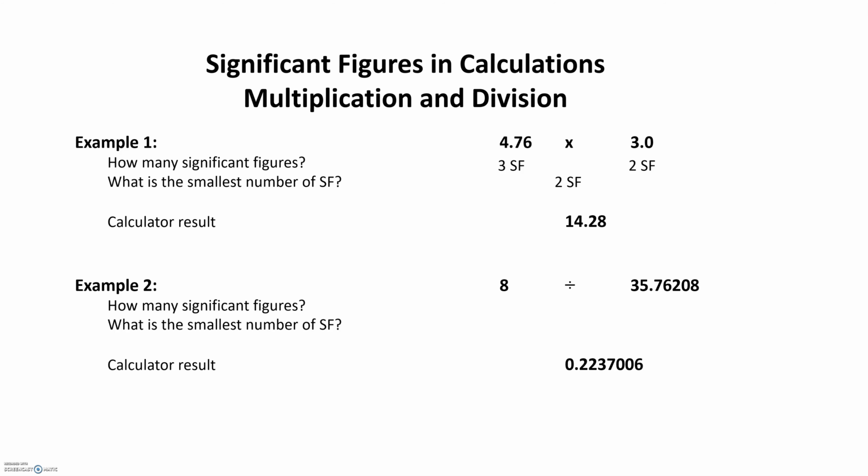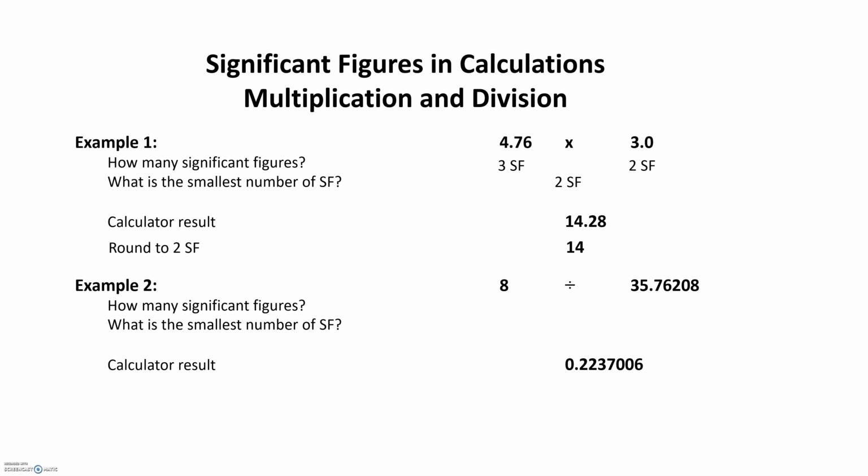So when we look at the result that our calculator gives us, this 14.28, we need to round it to 2 significant figures. So we're going to keep the 1 and the 4. And look what comes after the 4, and it's just a 2, so we'll let it all go. We'll not change the 4. And we have 14 as our answer.